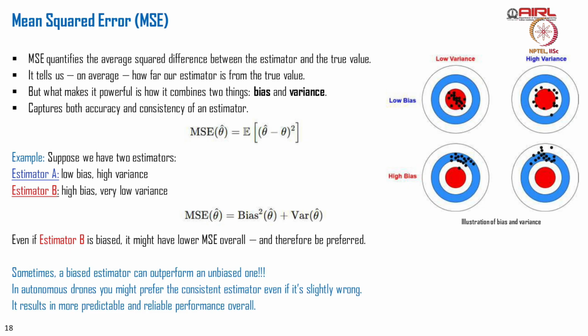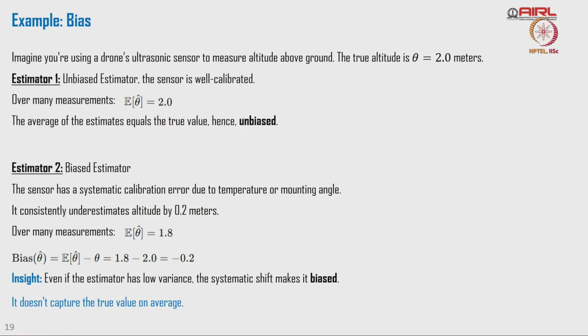Sometimes a biased estimator can outperform an unbiased one. In an autonomous drone, you might prefer a consistent estimator even if it is slightly wrong. That is the message. It results in more predictable, reliable performance overall, and will also help us to plan better. So now let us get a little bit more understanding on bias.